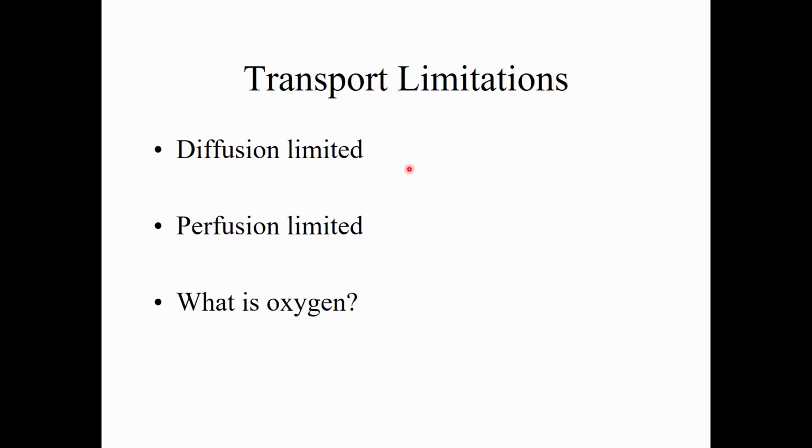So, transport limitations. A diffusion limited gas means it's the diffusion gradient that's preventing more gas from diffusing. You have plenty of blood. The problem is the diffusion gradient promoting diffusion. And the way to increase diffusion is to increase the diffusion gradient.